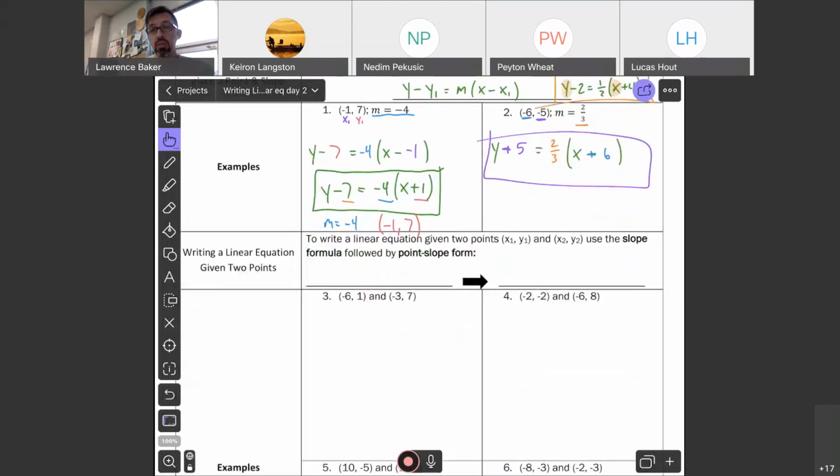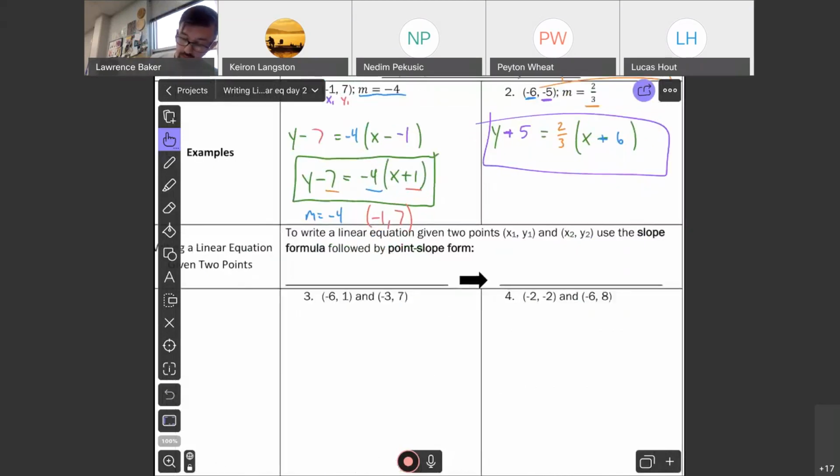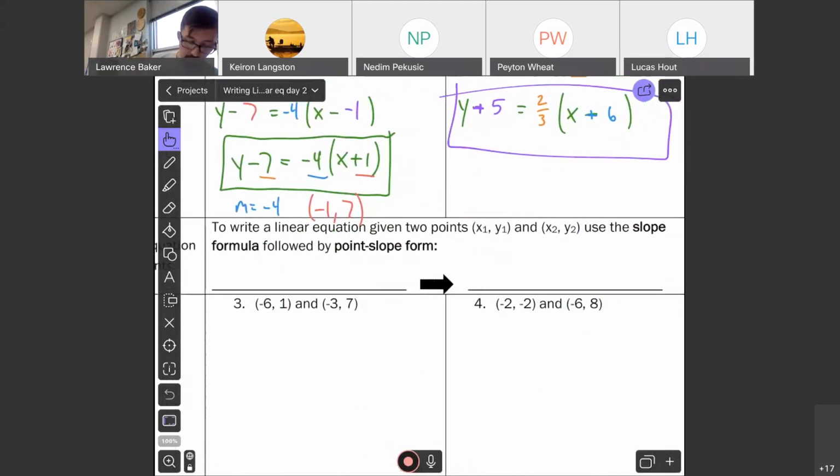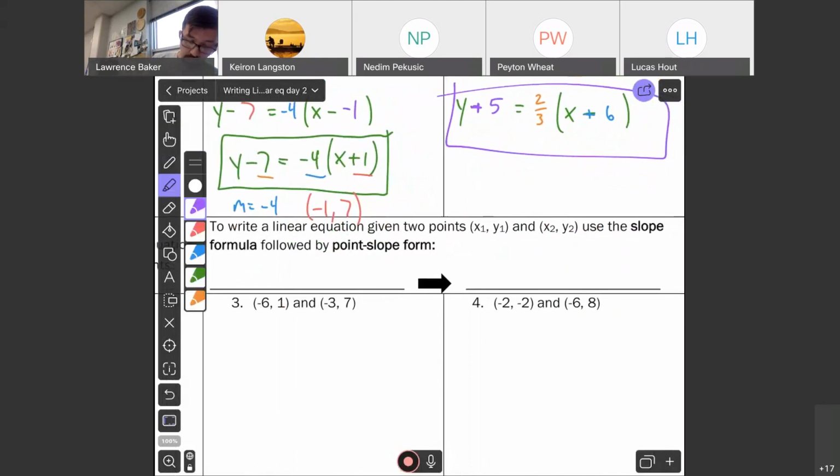So what we've been building towards here is being able to write the equation of a line just given 2 points. And again, this is something you guys should have done before many times. Okay. So we're going to be writing the equation of a line through 2 points. So you probably want to write that down, right? What we're about to do.